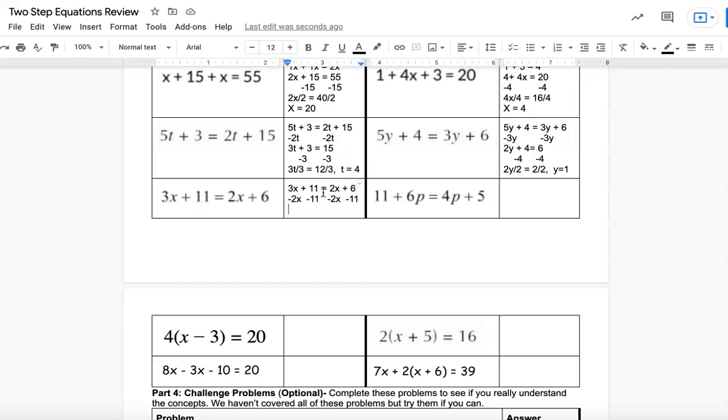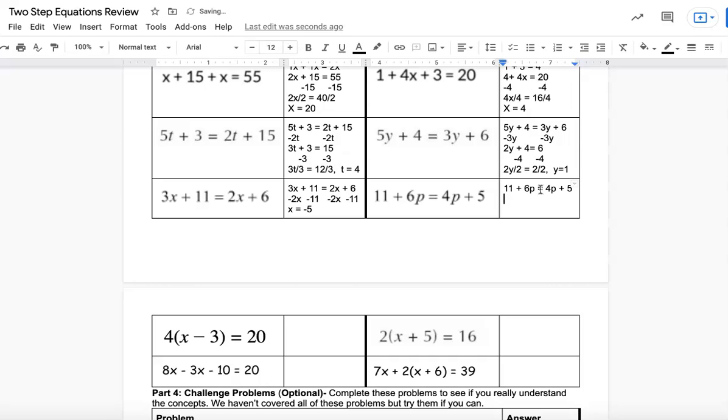So this is x on this side. Okay. And then we have no variable terms over here. And then the 2x and minus x cancel. And then it's 6 minus 11, which is negative 5. And you can check or just believe me. Okay, 11 plus 6p equals 4p plus 5.